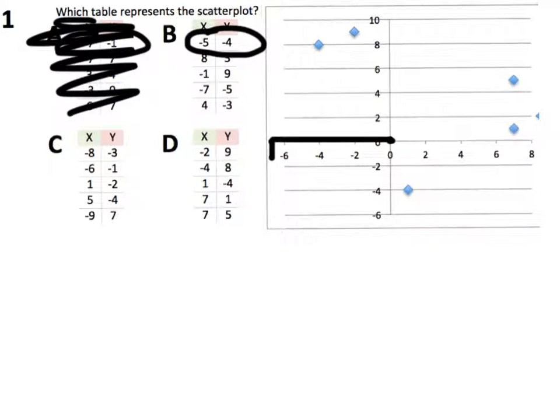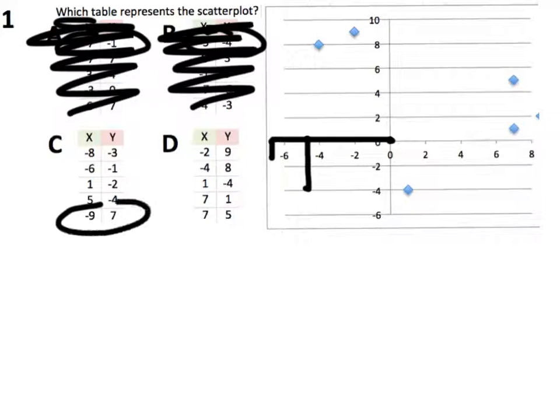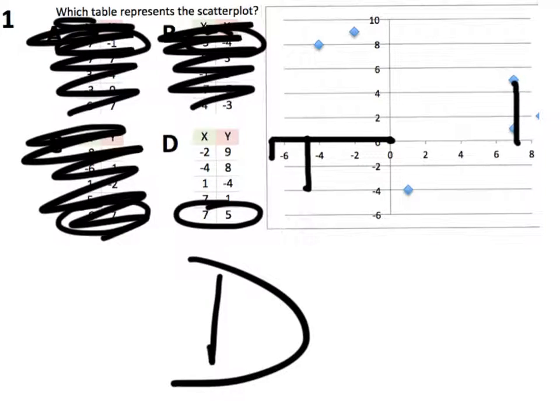-5, -4. Here's -5 and -4. Not going to be that. Let's try -9, -7. Well, -9 goes clear off the graph, so it's not going to be that, but let's just double check this to be 7 and 5. And there it is. So the choice is D.